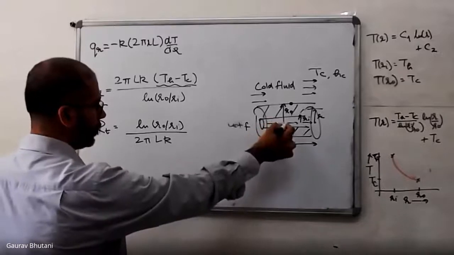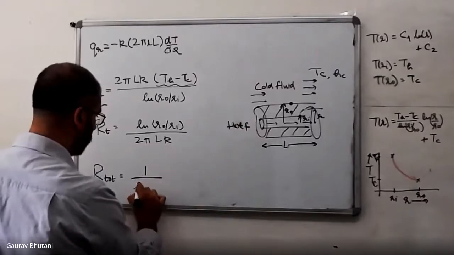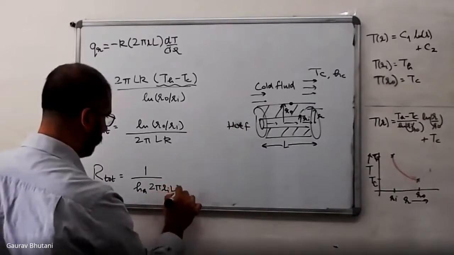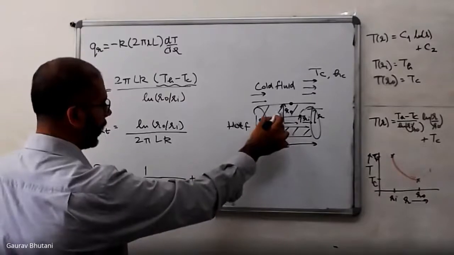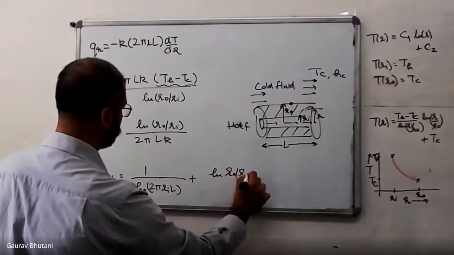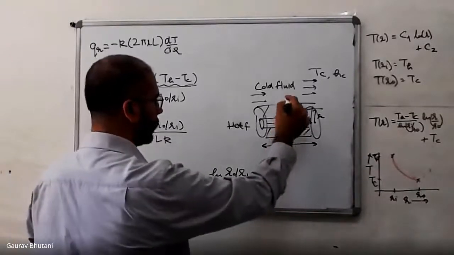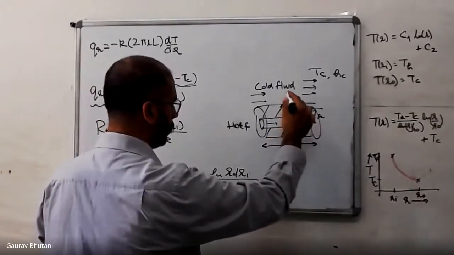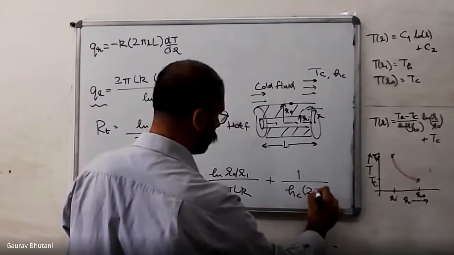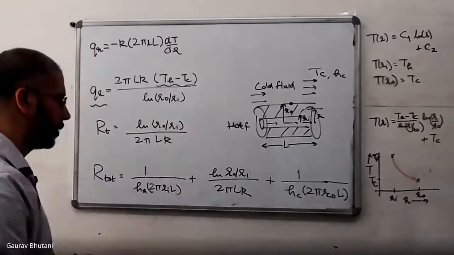Then the first resistance you have is because of convection on the inside. So that becomes 1 divided by h times the area, which is 2 pi Ri L. Then next you had conduction resistance, which is what we just derived. And then you would have another convection resistance on the outside because of the cold fluid. So that's 1 by h cold times area, which is 2 pi R out times L. So that is going to be your total resistance.